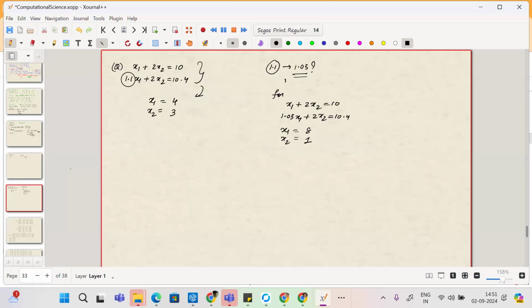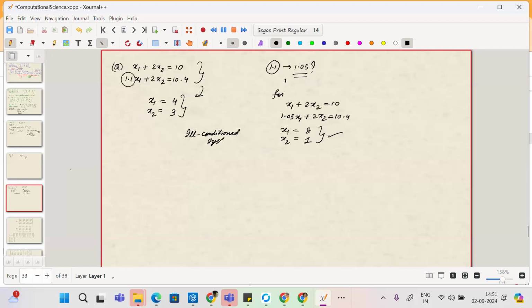Please get a bit more serious. I'm telling you that if you took 1.05, you got 8 and 1. But using just 1.1, you were getting 4 and 3. With just a minute change, the solution should change minutely. With just a 0.05 difference, why did your solution change drastically? This is one of the best examples of an ill-conditioned system.